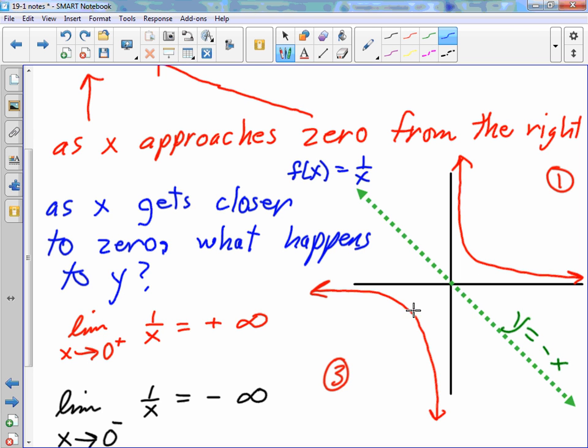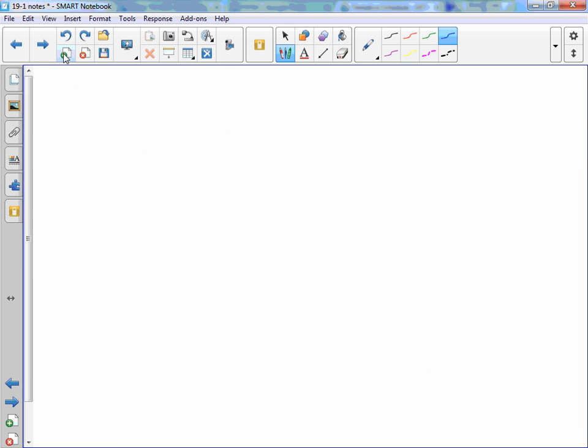Okay, but I thought that one was talking about as it approaches 0 from the right. As x approaches 0 from the right, which it is. Oh. See, this is the right side. Okay? No, and I'm glad you asked for clarification. That's good.